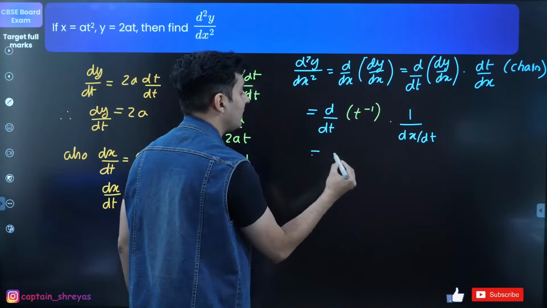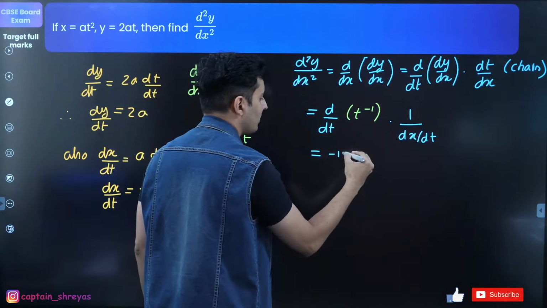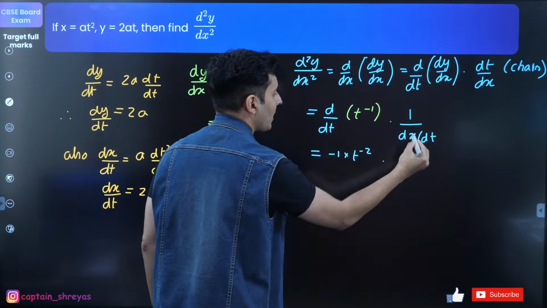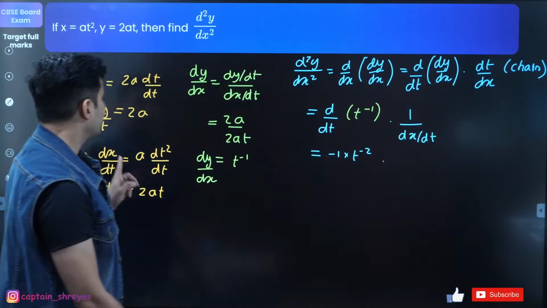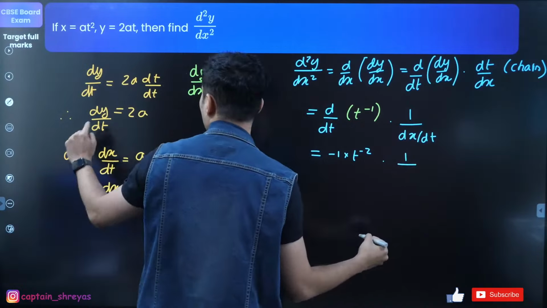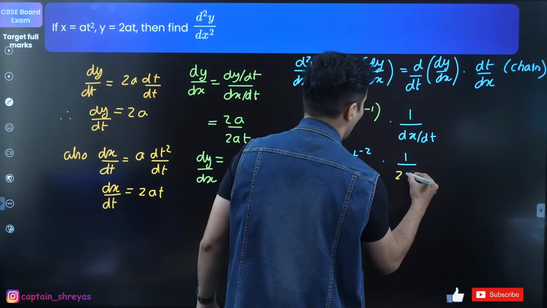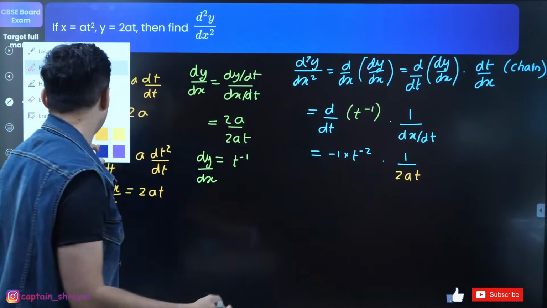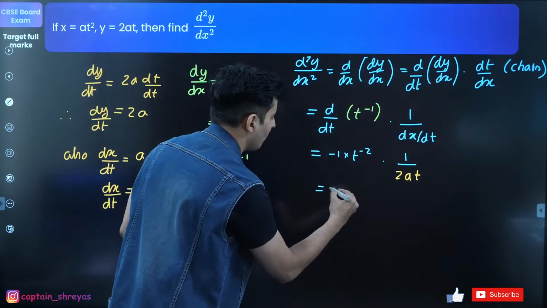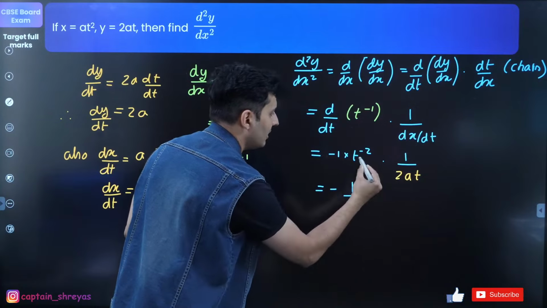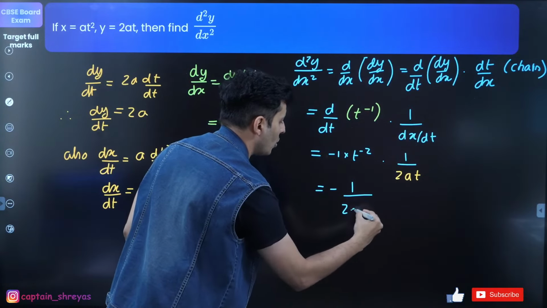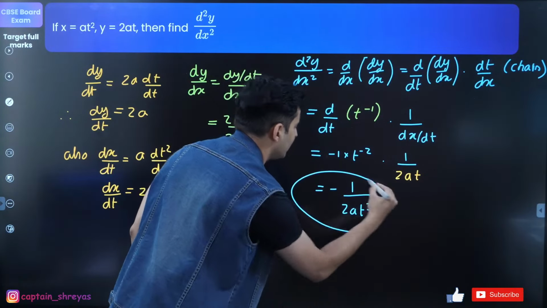Now, what is the derivative of t raised to minus 1? It is minus 1 into t raised to minus 2. What is dx by dt? Check it out from here. It is nothing but 2at. Perfect. What do we get? Minus 1 by t square, and the t will become t cube. So it is minus 1 by 2a t cube. So that is the answer.